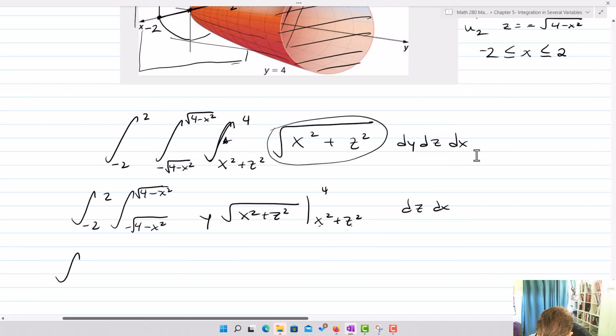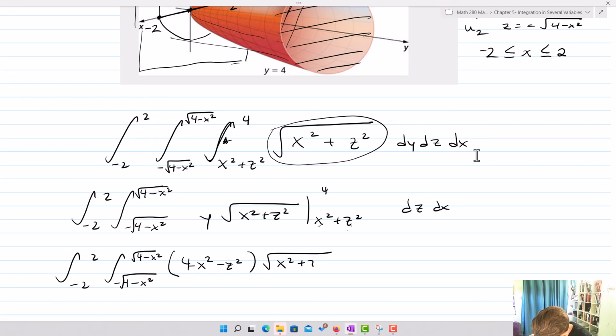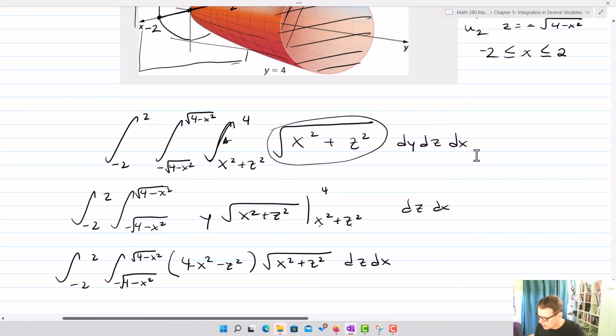So this is going to be the integral from -2 to 2, the integral negative square root of 4 minus x squared to the square root of 4 minus x squared, of 4 minus x squared minus z squared times the square root of x squared plus z squared, dz dx. Now I'm going to say, well, I can change this into polar. I'm going to let x equal r cosine theta, and z equal r sine theta.